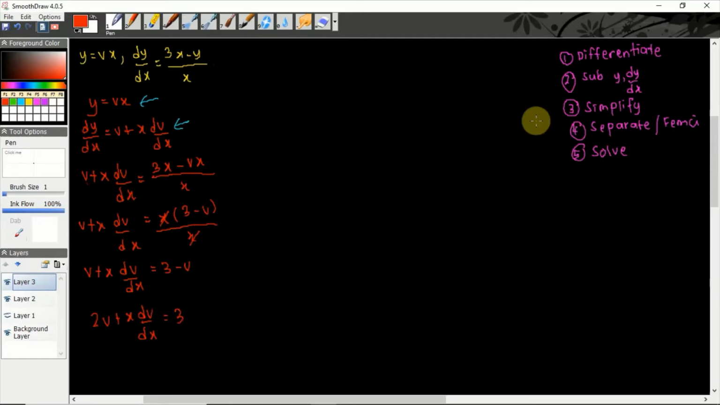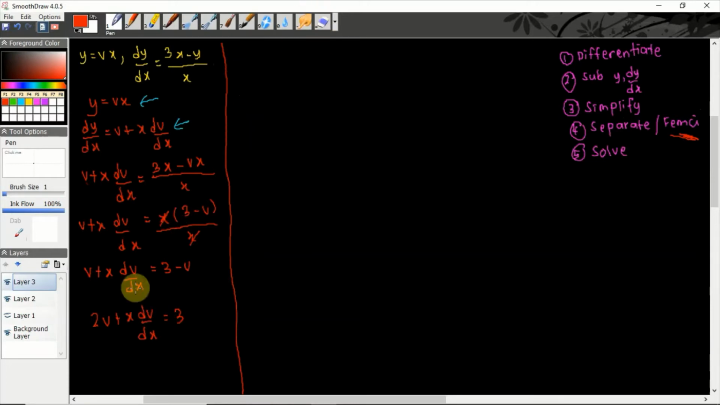Next part is we choose whether we want to separate or use FEMC. So now I am going to use FEMC for this one. Just some tips: FEMC can also be used even though we can separate the equation. Like this one, actually we can separate the equation and solve, but using FEMC is actually easier, even though we can separate. So now I will use FEMC.